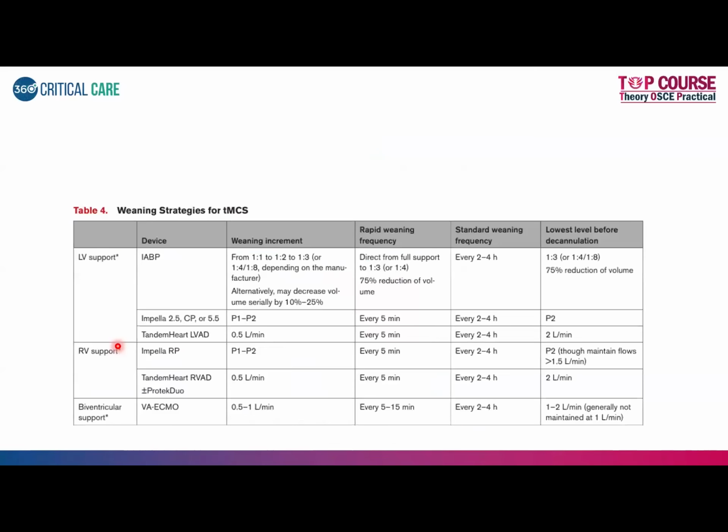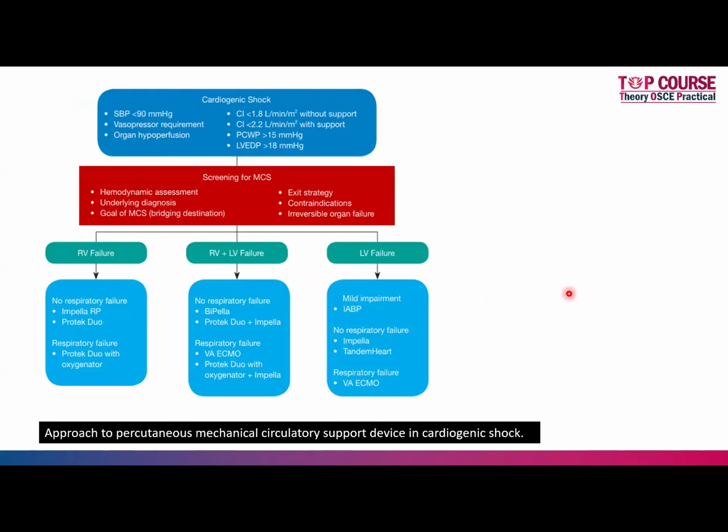And then we have the weaning strategies. The weaning strategies, I think the only thing that you need is this. Basically, the IABP can be weaned from 1:1 to 1:2 to 1:3 gradually, or alternatively may decrease the volume serially by 10 to 25%. Okay. The standard weaning is every 2 to 3 hours, and the lowest level before decannulation for the IABP is 1:3. Okay. This is the slide that you have to remember.